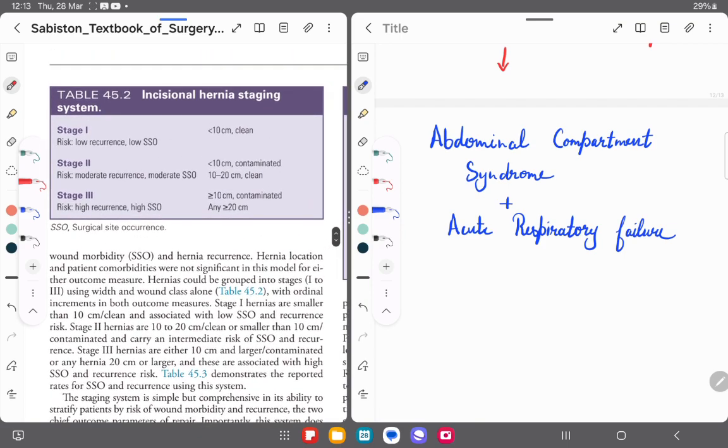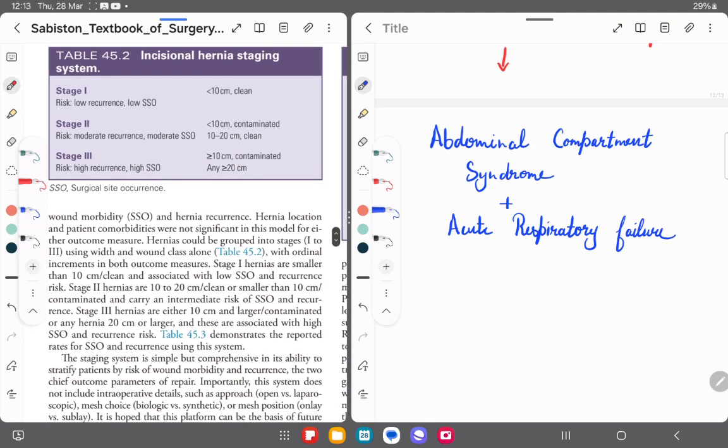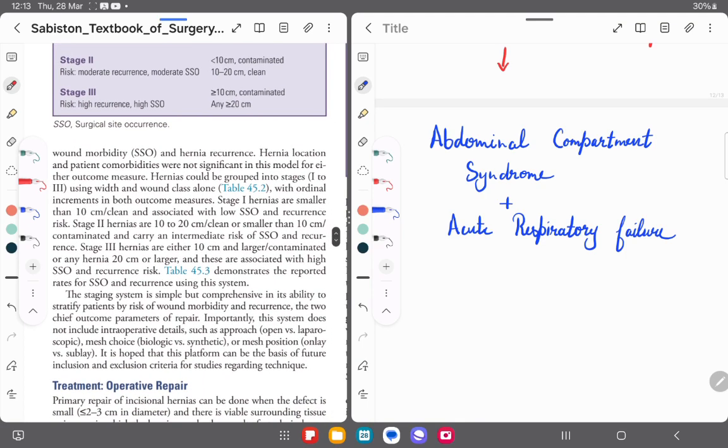So an incisional hernia staging system was made, and the stages were 1, 2, 3. Stage 1 is low recurrence, low surgical site occurrence, with a clean hernia less than 10 cm. Stage 2 is moderate recurrence, moderate SSO, with a contaminated hernia less than 10 cm, or a clean hernia of 10 to 20 cm. And stage 3 is high recurrence, high SSO, with a contaminated hernia more than or equal to 10 cm, or any hernia more than or equal to 20 cm.